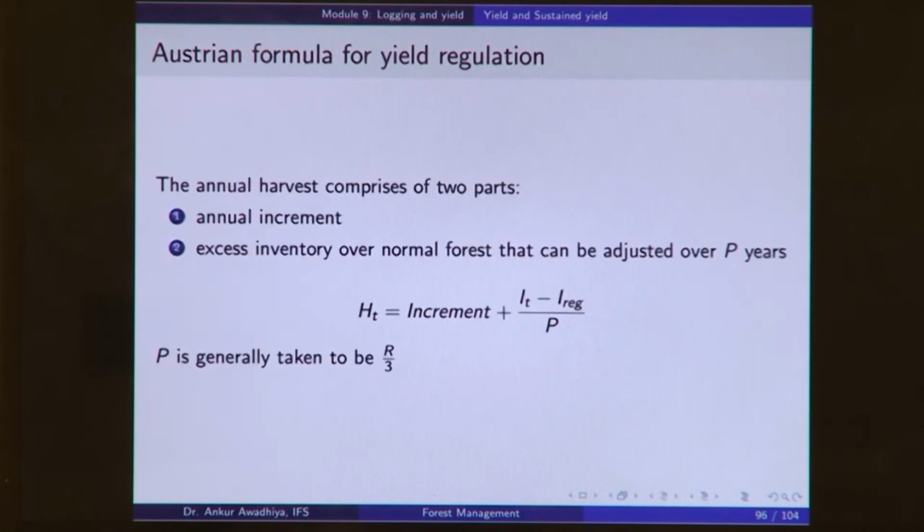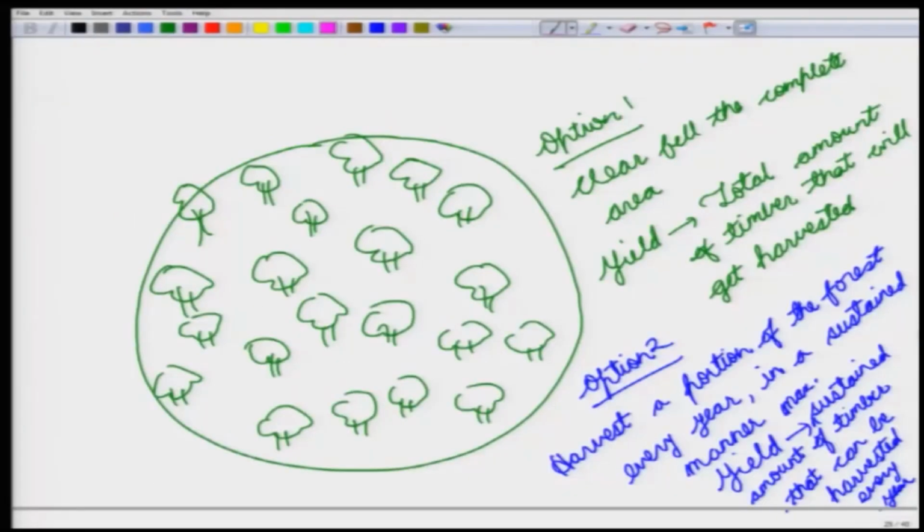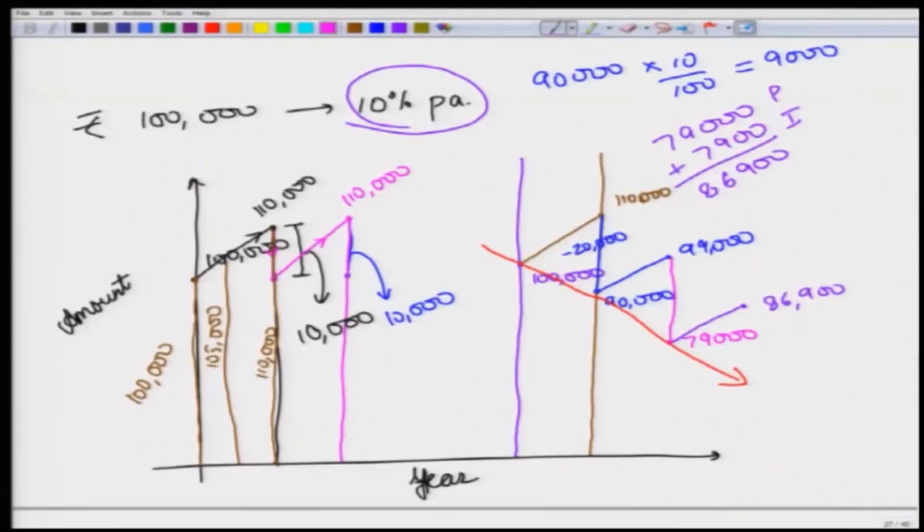Another method of yield regulation is the Austrian formula. The Austrian formula says that if you consider any forest, and your forest is not an ideal forest, your forest is putting up a natural increment every year, and whatever increment it is putting is something that you can very easily extract. So, essentially coming back to our example of the bank, the increment that you are getting every year, which is 10,000 rupees, is something that you can very easily extract from the bank. So, this is given.